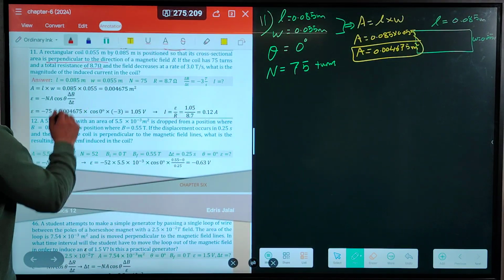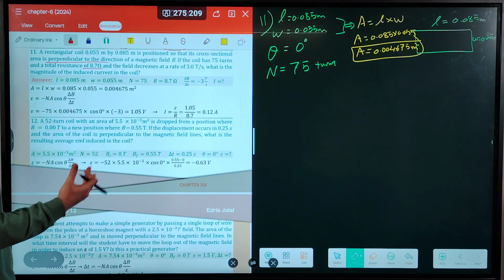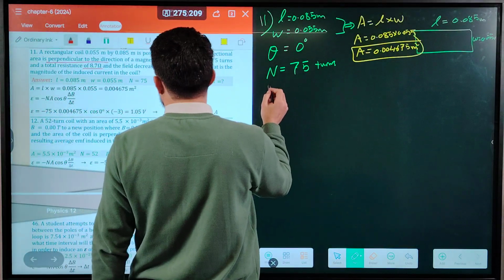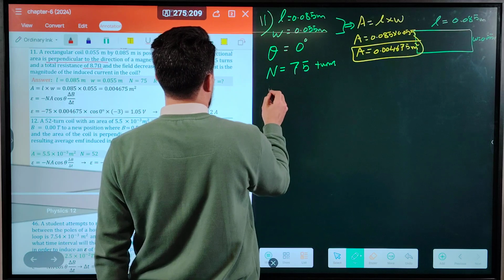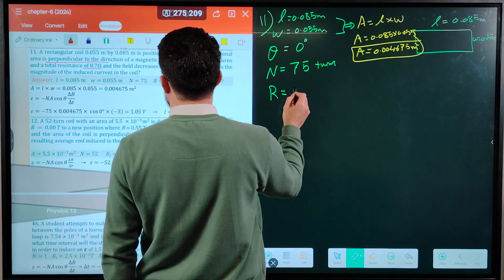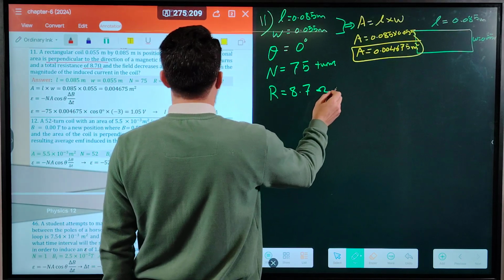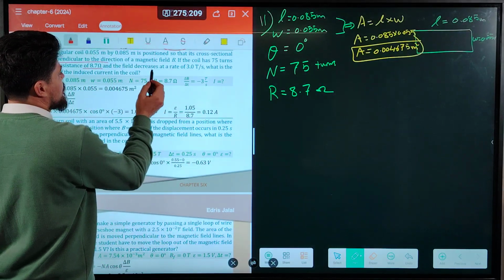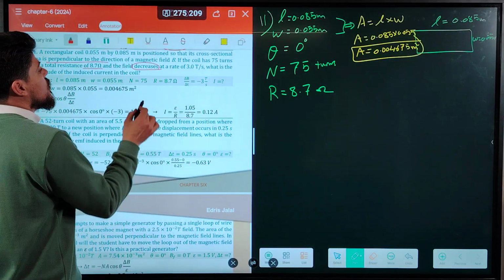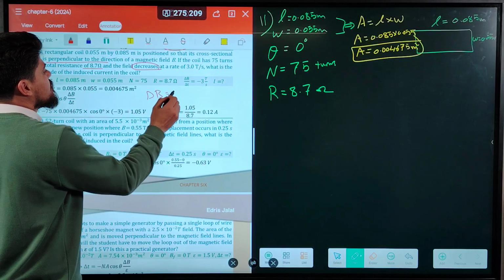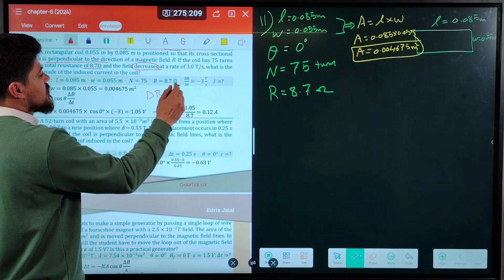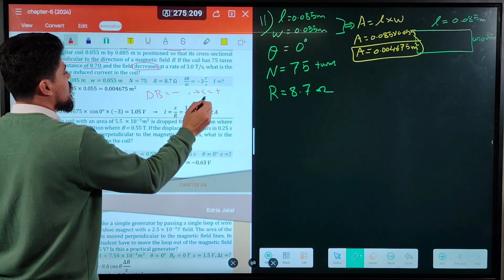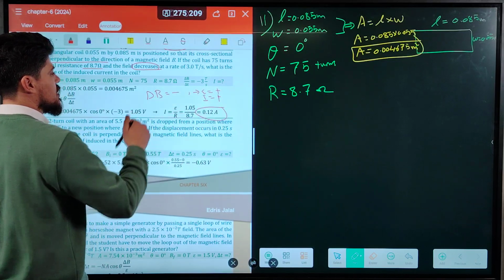And the total resistance, whenever the resistance is given in the question, you have to convert the current, because without resistance we cannot determine the amount of the current. The resistance is 8.7 ohm, and the field decreases. Guys, look, what happens to the field? Decreases. When field decreases, delta B is positive or negative? Absolutely is negative. When delta B is negative, EMF is positive, induced current is positive, as you can see here.